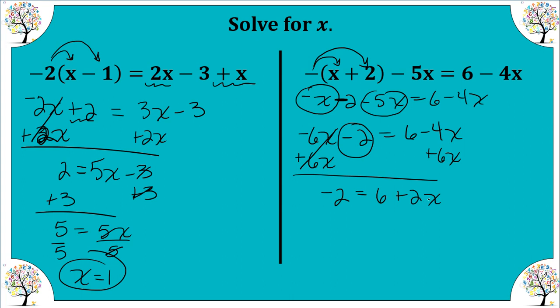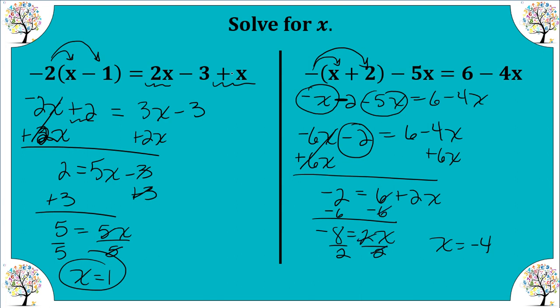Now, x is being multiplied, and then we're adding a positive 6. So we're going to get rid of the 6 first. So I'm going to subtract 6. We get -8 is equal to 2x. We're going to undo multiplication by dividing. And my one solution is x equals -4.